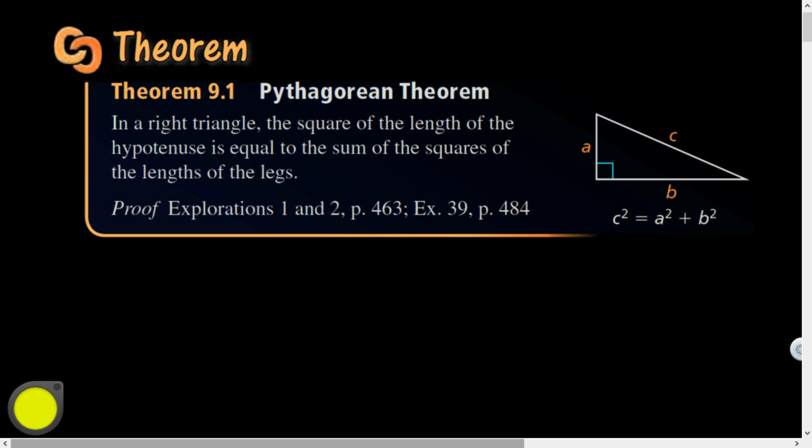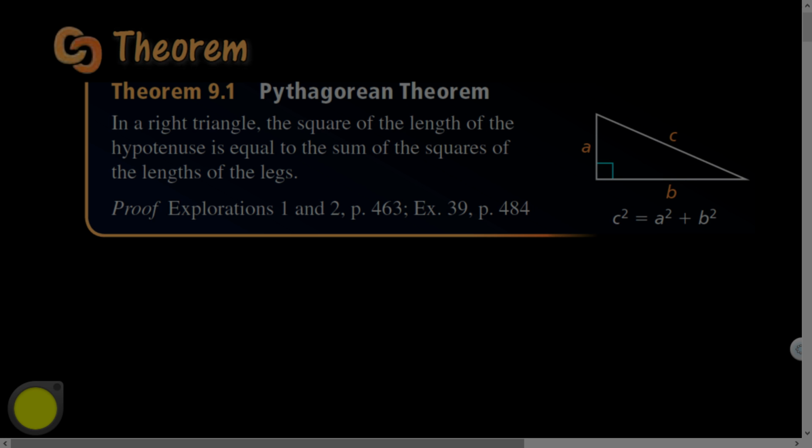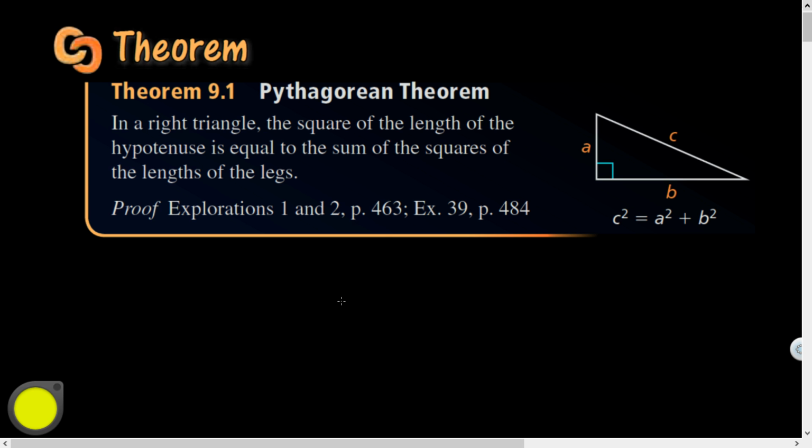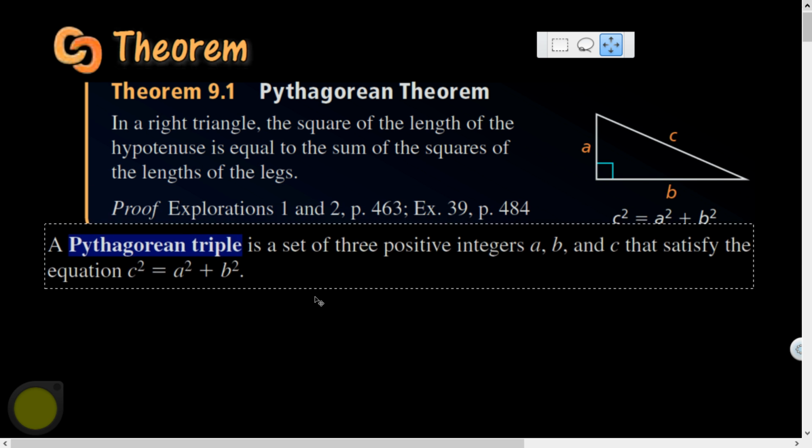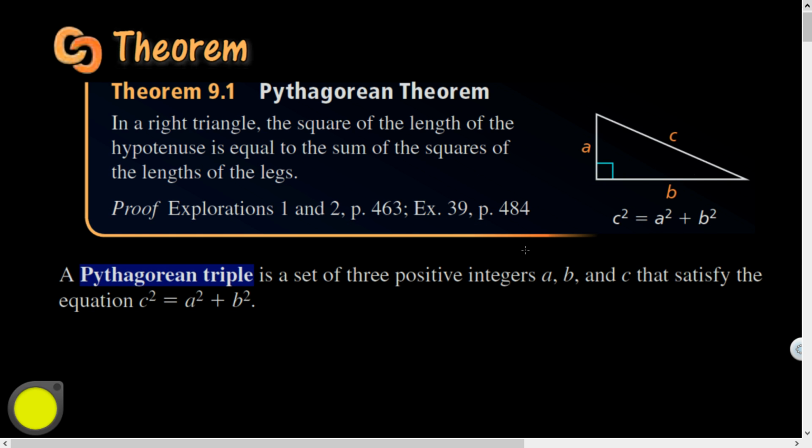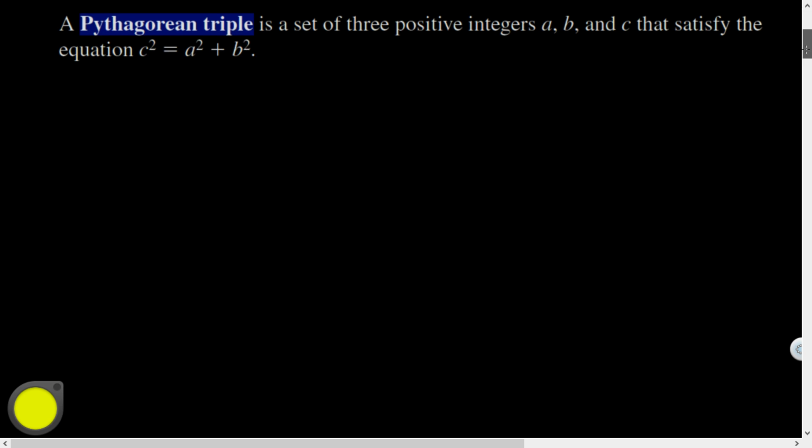In terms of the Pythagorean theorem, like I said, you've seen that before. Some potentially new terminology is the Pythagorean triple. These are special sets of numbers. A Pythagorean triple is a set of 3 positive integers, keyword integers, a, b, and c, that satisfy the equation a squared plus b squared equals c squared.